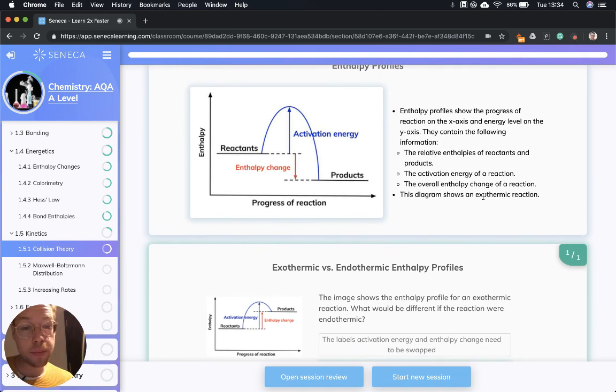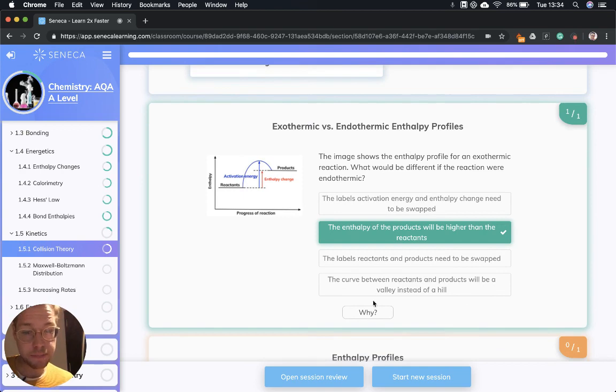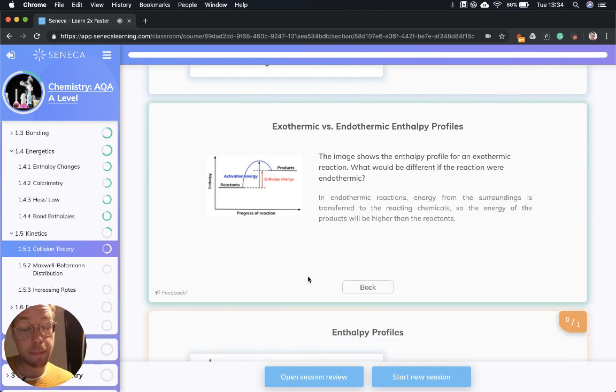For an exothermic reaction, the enthalpy of the reactants is higher than the enthalpy of the products, giving a negative enthalpy change, whereas for an endothermic reaction, the energy of the products will be above the energy of the reactants, giving a positive enthalpy change. Okay, so that's a really important difference to remember.